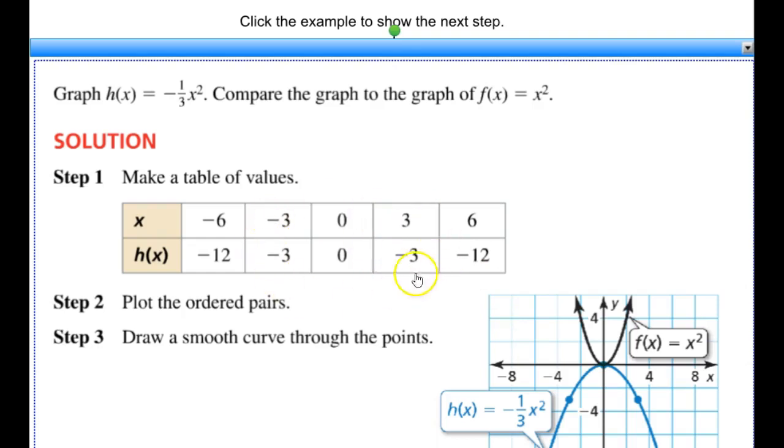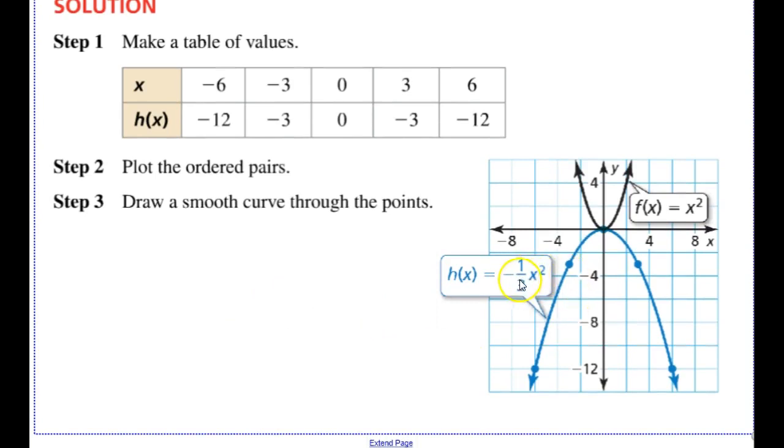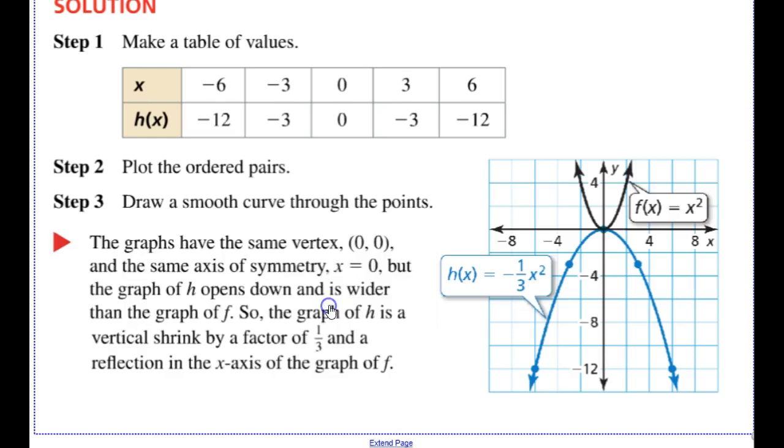So now that I've got my ordered pairs, I go ahead and plot them. Here again in black is my parent function, f of x equals x squared. And then you'll see in blue my h of x equals negative 1/3 x squared. So again, you'll see that negative makes it open downward. And you'll see that it's not as steep, so it's a little less steep or not as narrow as the parent function. So again, my graphs have the same vertex, and they have the same axis of symmetry.